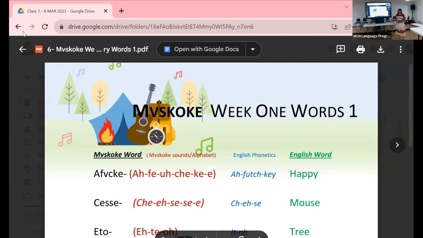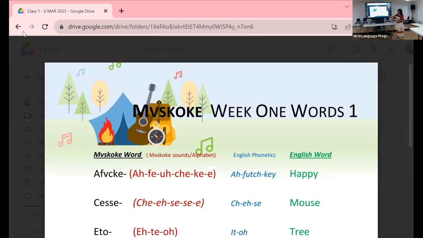Muskogee words. So a lot of times when I learned, they do the Muskogee alphabet with a word which means happy. And at that time, they just had the word, but they didn't have the breakdown of the letters. So basically, I just spelled out the word with a Muskogee sound. So that's what this is. I have that on there for anybody who needs to go back and refresh.